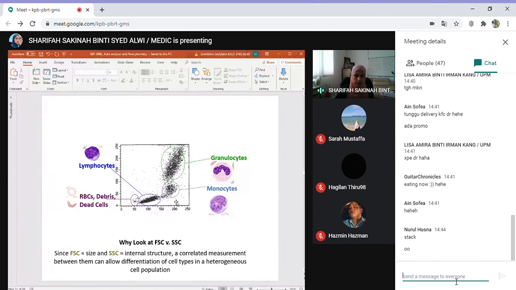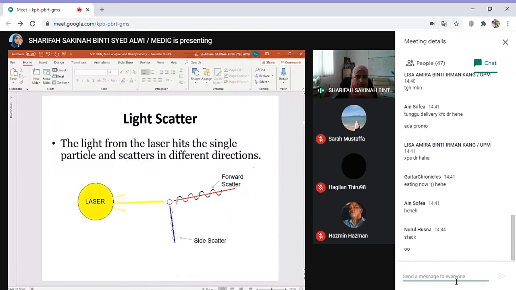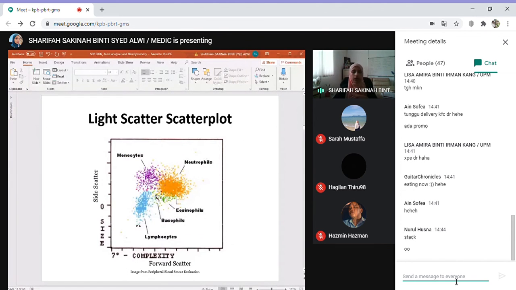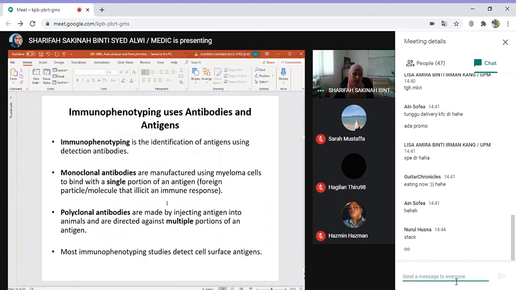If you look carefully at this slide, you can see there is some overlapping. Monocytes can overlap with neutrophils. Eosinophils can also overlap, and they can overlap with basophils, for example. But as I said, the most important thing is that you have both FSC and SSC. If you have only one, it is very hard to differentiate the subpopulation.